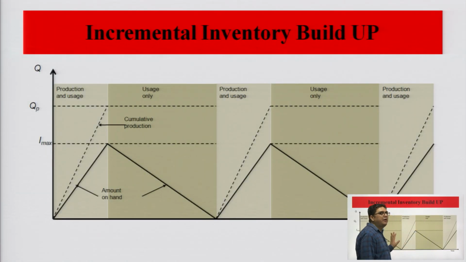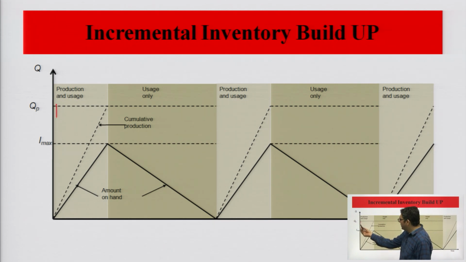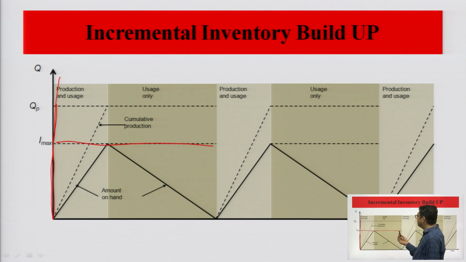We can understand this by a model, just as there was a model in economic order quantity. Similarly, there is a production quantity model also. Let us see here. This is the production stage. This is where the maximum use is happening, and this is where the maximum production is happening.